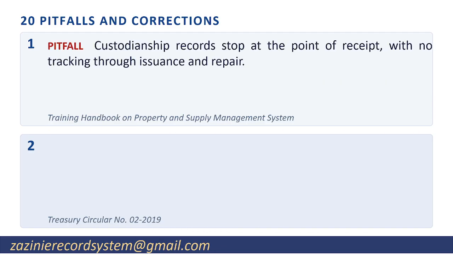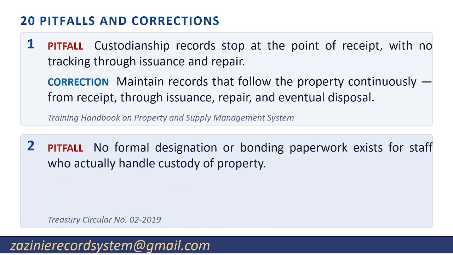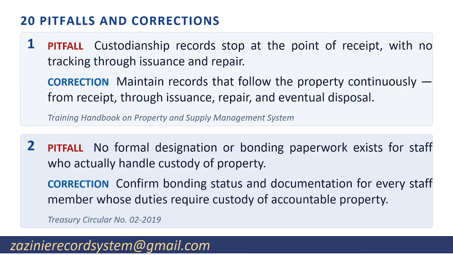20 pitfalls and corrections. Number 1. Pitfall: custodianship records stop at the point of receipt, with no tracking through issuance and repair. Correction: maintain records that follow the property continuously, from receipt, through issuance, repair, and eventual disposal. Number 2. Pitfall: no formal designation or bonding paperwork exists for staff who actually handle custody of property. Correction: confirm bonding status and documentation for every staff member whose duties require custody of accountable property.